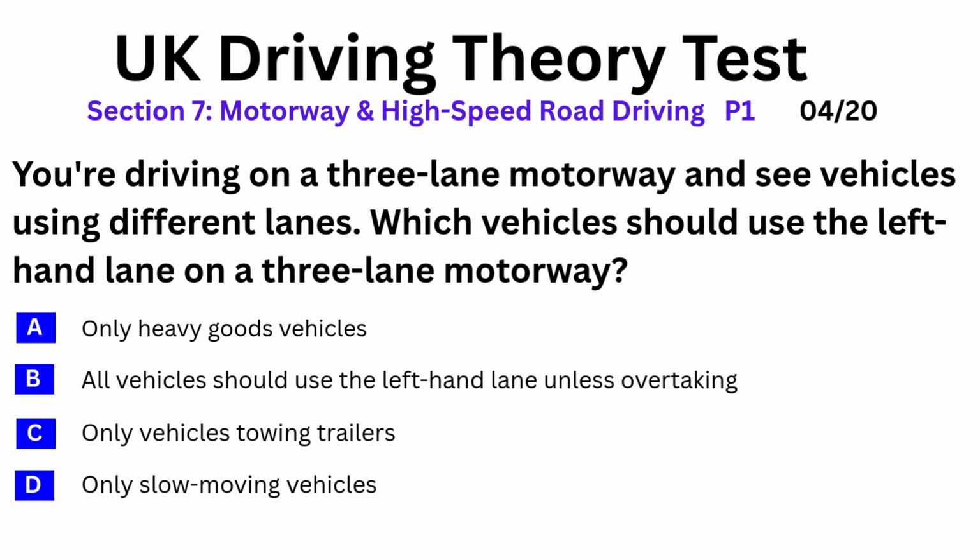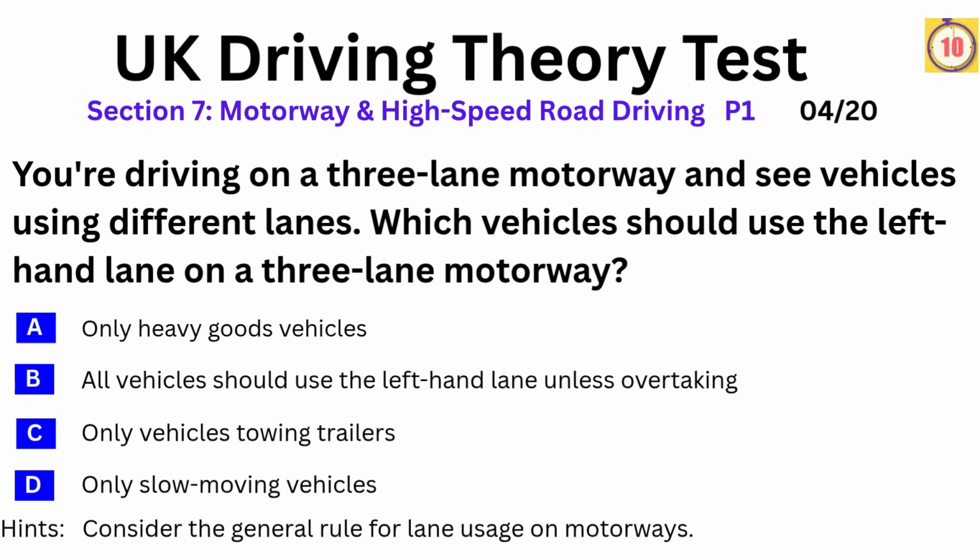You're driving on a 3-lane motorway and see vehicles using different lanes. Which vehicle should use the left-hand lane on a 3-lane motorway? Correct answer is B. All vehicles should use the left-hand lane unless overtaking.